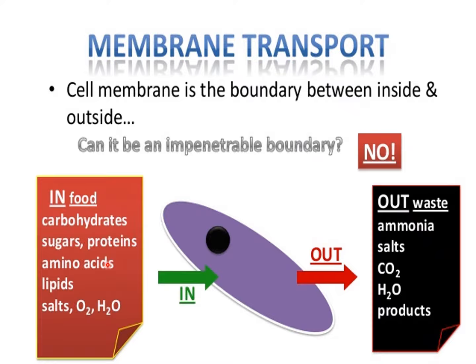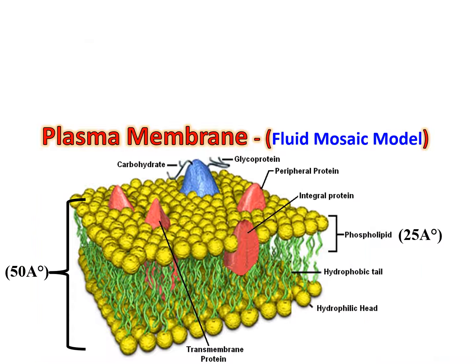In food, carbohydrates, sugars, proteins, amino acids, lipids, other gases as well as salts will make an entry. Whereas outgoing particles include ammonia, which is a very dangerous and toxic substance that may enter the blood-brain barrier. So it should exit. Ammonia, salts, carbon dioxide, water, and other products will exit.